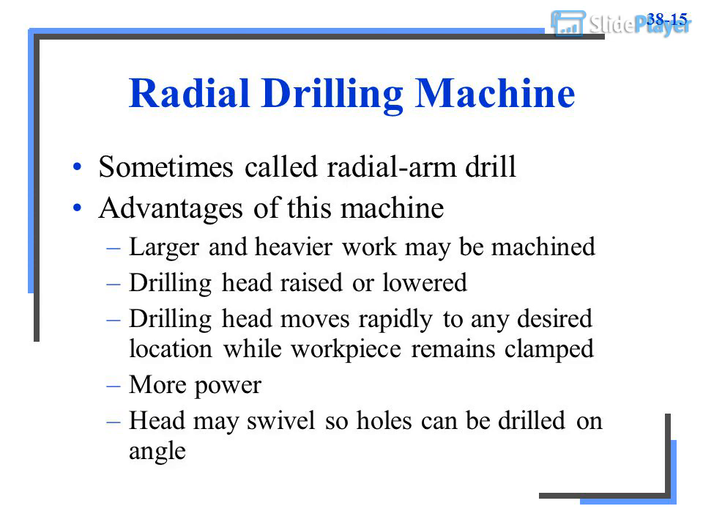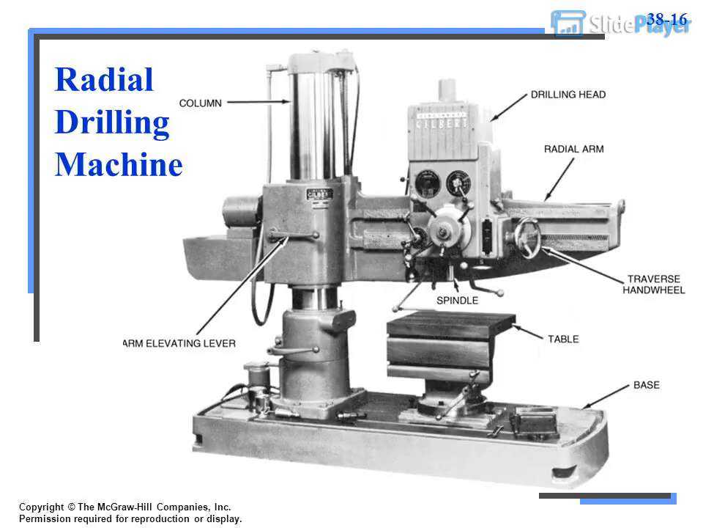Radial drilling machine. Sometimes called radial arm drill. Advantages of this machine. Larger and heavier work may be machined. Drilling head raised or lowered. Drilling head moves rapidly to any desired location while workpiece remains clamped. More power. Head may swivel so holes can be drilled on angle.